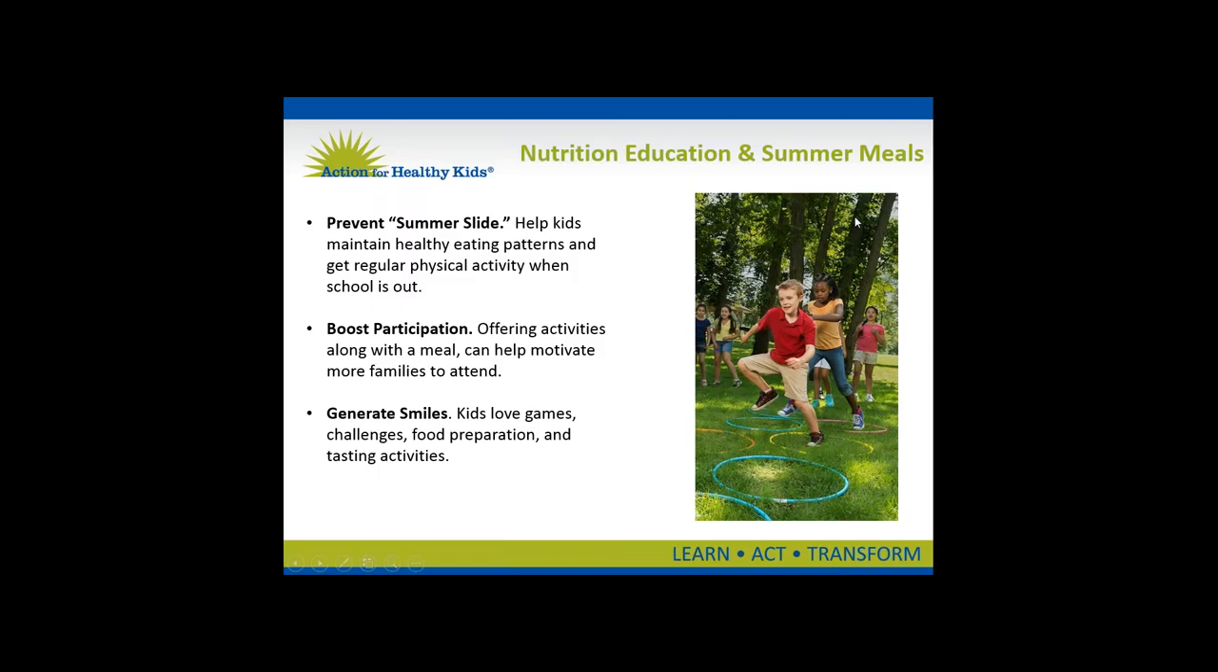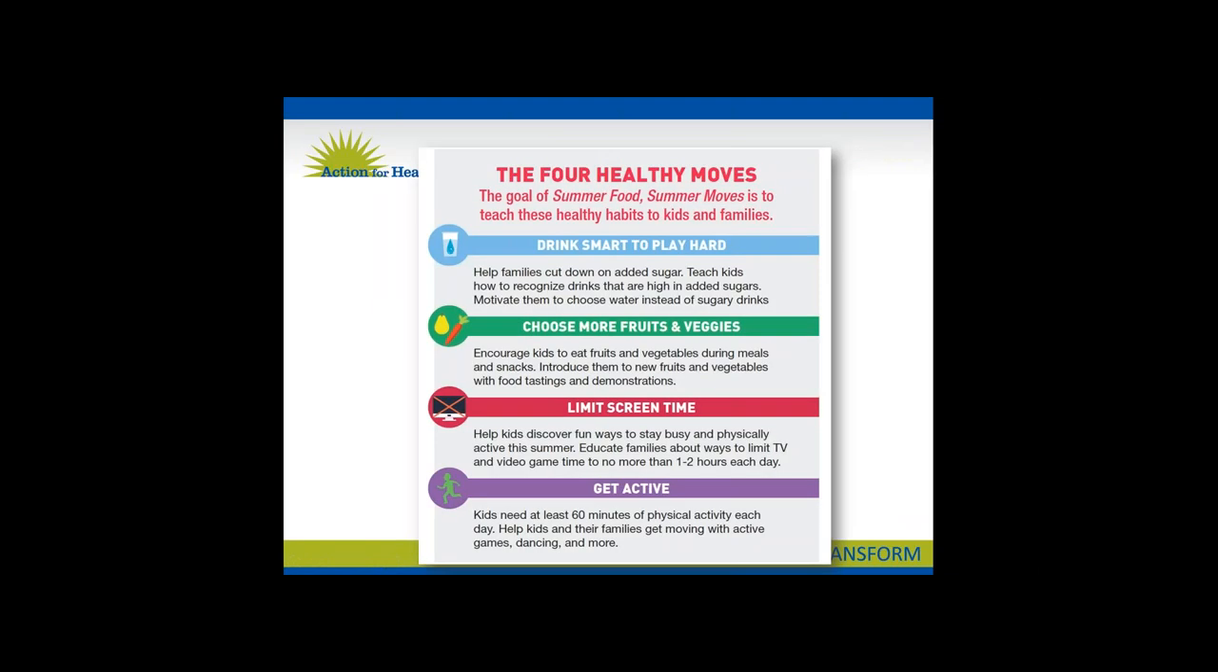Before I start talking about the specific pieces of the kit, I want to share the key nutrition messages of the program. The key messages of the Summer Food Summer Moves Kit are consistent with the Dietary Guidelines for Americans 2015 to 2020 and target behaviors associated with childhood obesity prevention. And they include helping children choose water instead of sugar-sweetened beverages, choosing more fruits and vegetables at meals and snacks, limiting screen time to no more than 1 to 2 hours per day, and getting at least 60 minutes of physical activity each day. These messages are feasible to integrate into fun and entertaining activities that can be implemented in summer meal settings, which may have variable or limited operating hours and staff with little training in nutrition education.